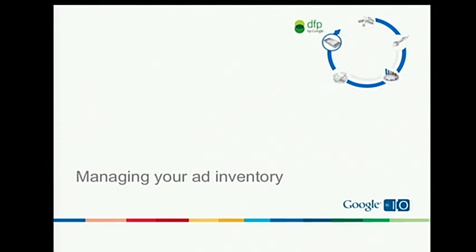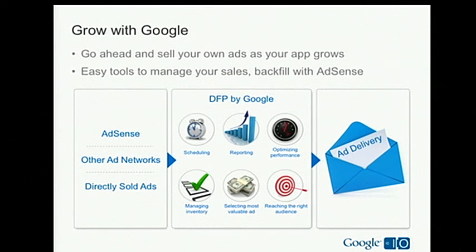So as I said earlier, some of you are going to have rising star applications that are just going to grow and grow and grow. And those are always great. And someday you may be approached by an agency or an advertiser that wants to buy directly from you. And I just wanted to note that Google does have tools to help you for that.